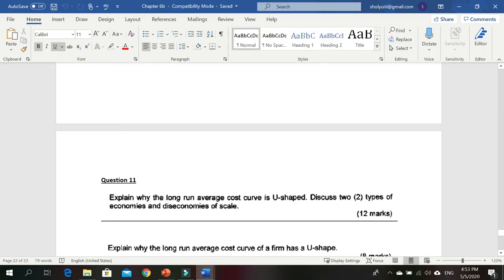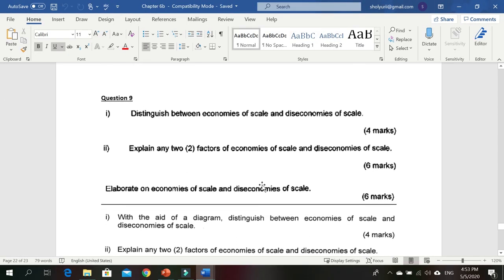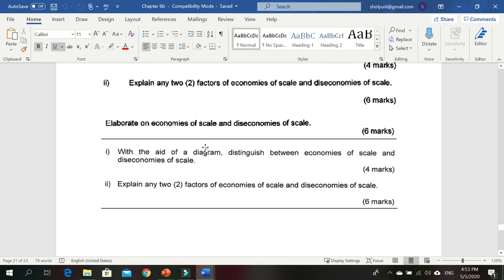Okay, and then sama je, soalan ni sama je. Distinguish between economies and diseconomies of scale. So kalau macam ni, you don't need to draw the diagram. You just give the definition of economies of scale. What is diseconomies of scale? And give some sort of example lah. Okay, elaborate on economies and diseconomies of scale. Kalau dia cakap with the aid of diagram, you draw the LRAC lah. Distinguish between economies of scale and diseconomies of scale. Bagi tahu dulu economies ni maksud advantage, diseconomies ni disadvantage.